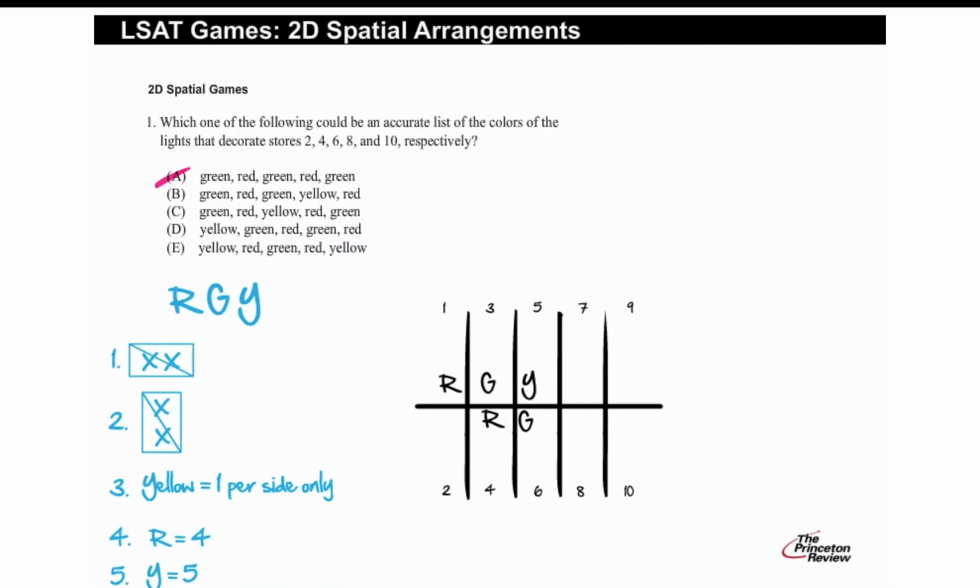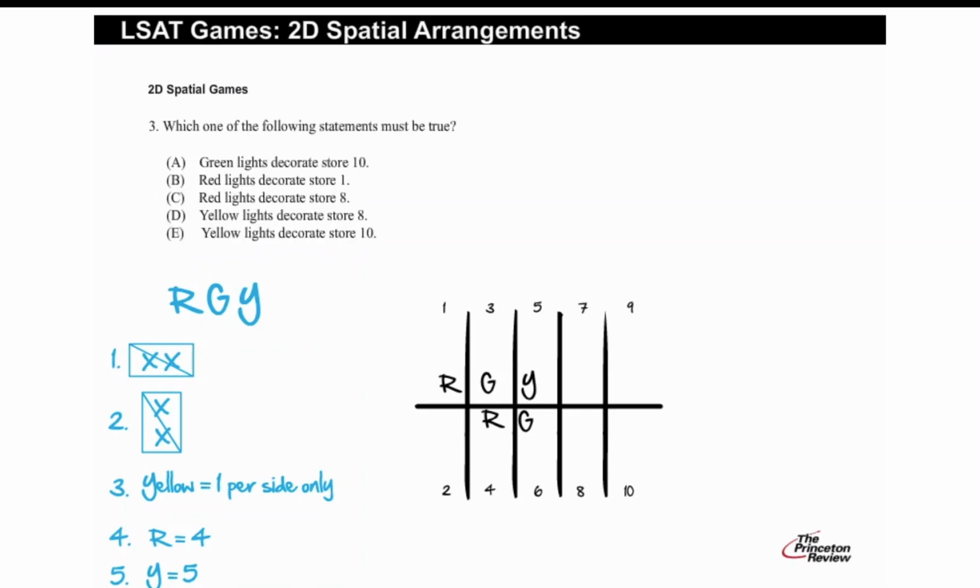Choice B looks okay. You haven't done that sequence yet, so leave it in. Choice C conflicts with your deduction that store 6 must be green, so it's out. Choice D violates clue 4 by putting green instead of red into slot 4, so eliminate it. Choice E has 2 yellows, which violates clue 3. Cross off E, and you're left with B as the correct answer.